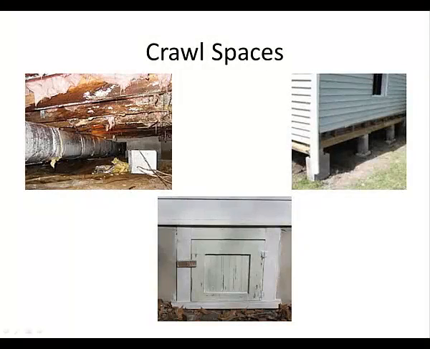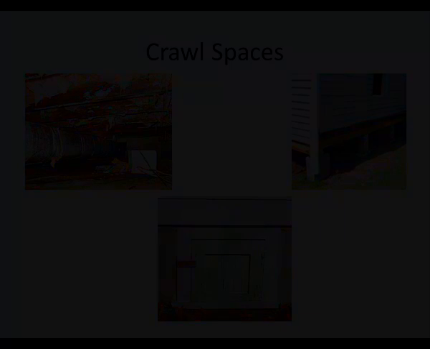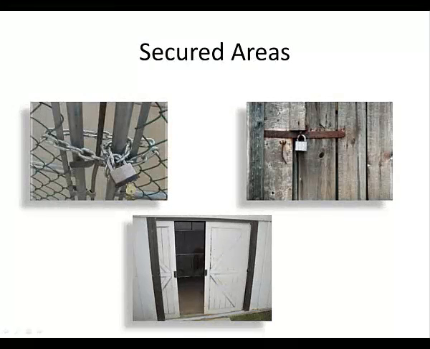We need good photos of any crawl spaces. And we need a photo inside the crawl space, as you can see on the top left. And then we want a picture of the access door so we can see if it's locked, see if there are any obstructions. If you see gates that should be locked and aren't locked, or if they should be locked and they are locked, either way, we need photos of them.